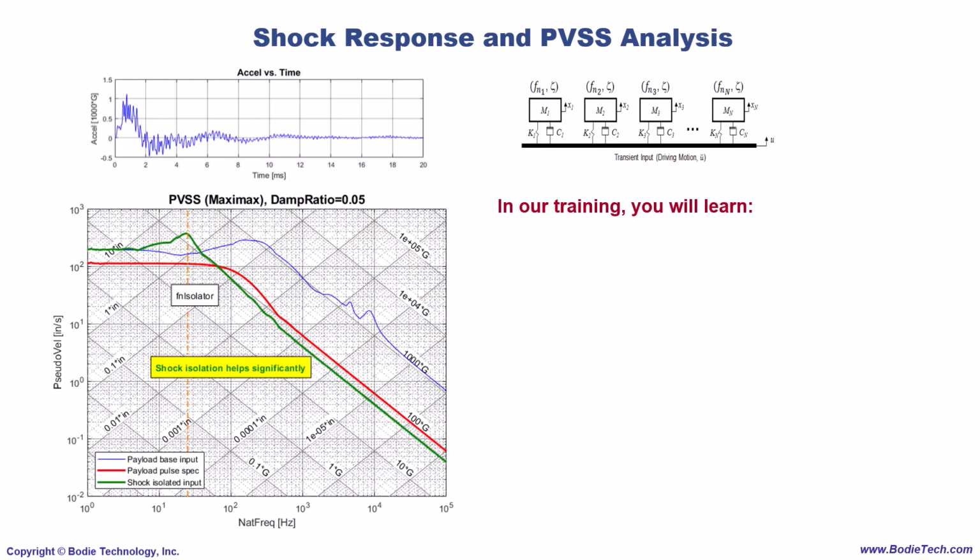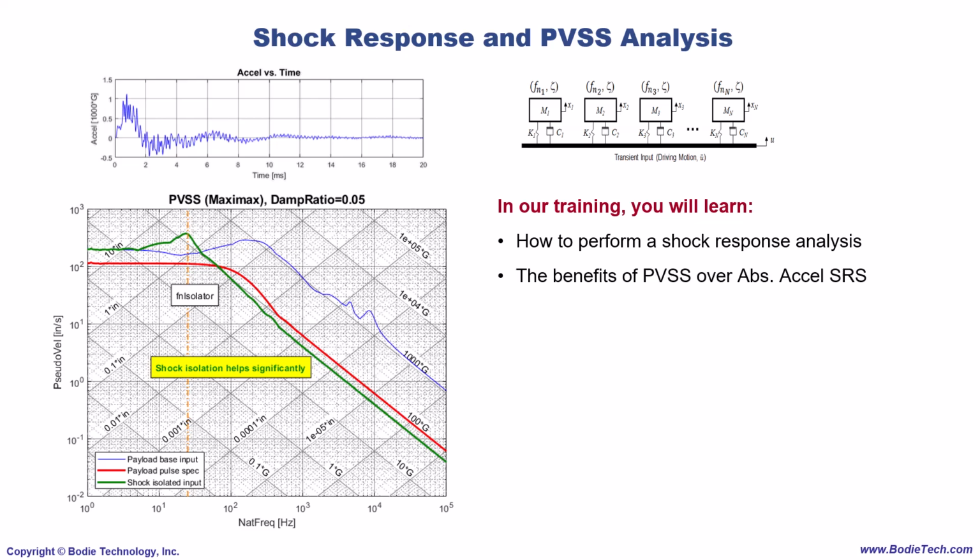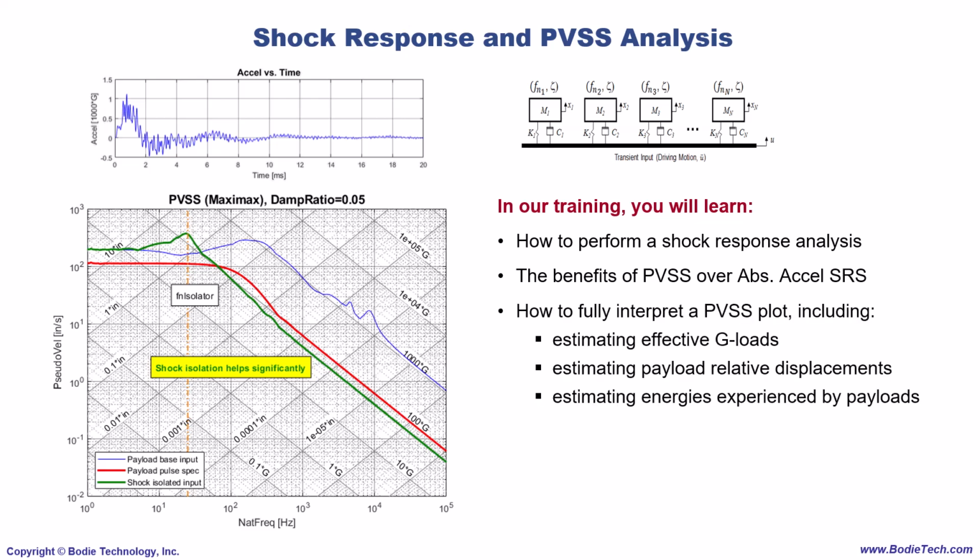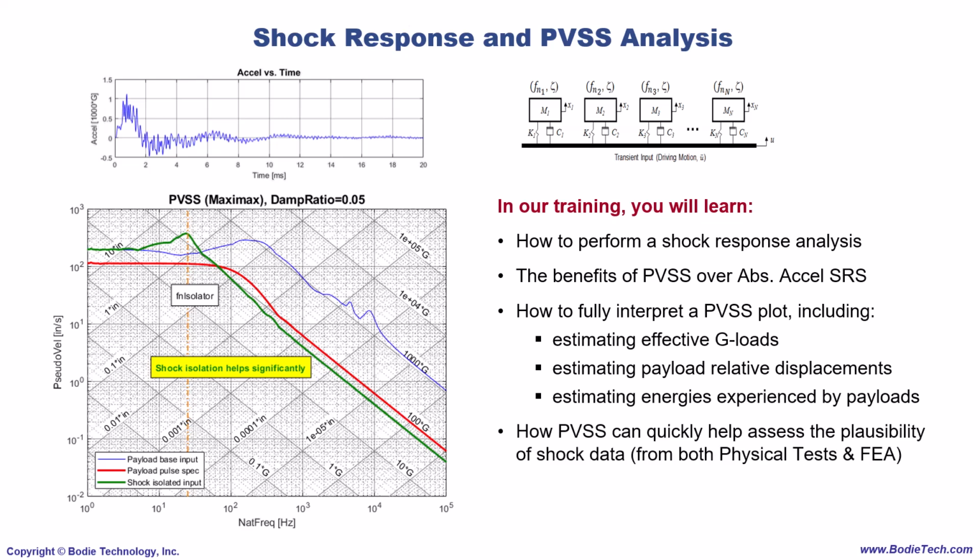Analyzing shock data is an important topic in the general discussion of noisy data analysis, so much so that we have an entire training module dedicated to the topic. In this module, you will learn how to perform shock response analysis and the benefits of a PVSS analysis over more traditionally utilized absolute acceleration shock response spectra. You will learn how to create and interpret PVSS plots like the one depicted here, including how to estimate effective G-loads, payload relative displacements, and dynamic energies experienced by payloads. This training also demonstrates how you can use a PVSS plot to quickly assess the plausibility of shock data from both physical tests and FEA.